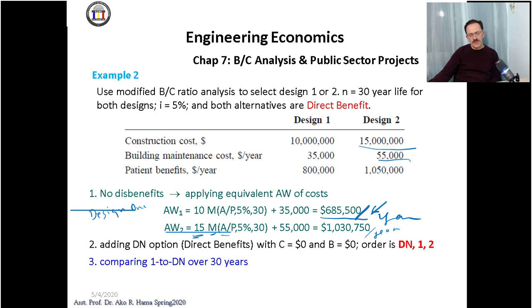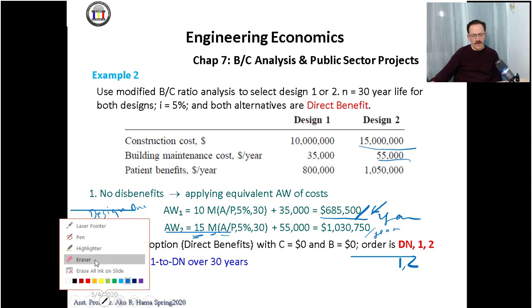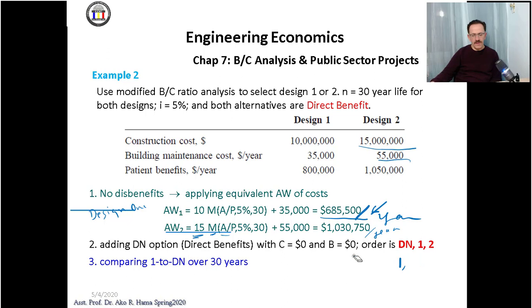Now you see which one is the highest cost. The highest cost in the example is option 2. So we have to sort from these two highest costs. So 1, 2. 1 is the least cost, 2 is higher cost, but we have to include another thing, which is called do nothing. Why do nothing? Because it's direct benefit.